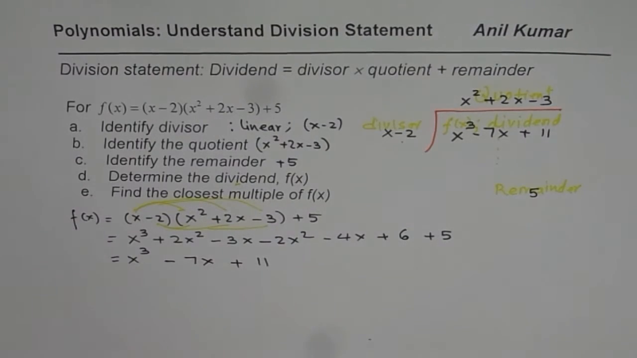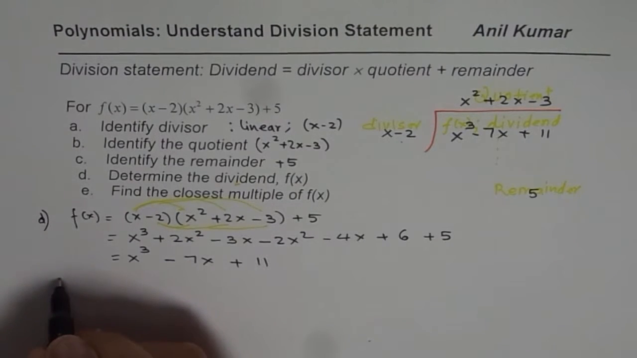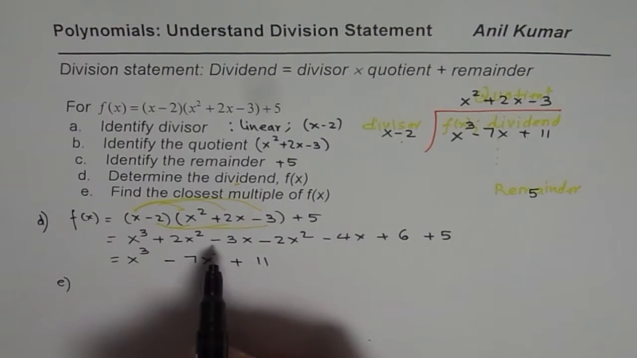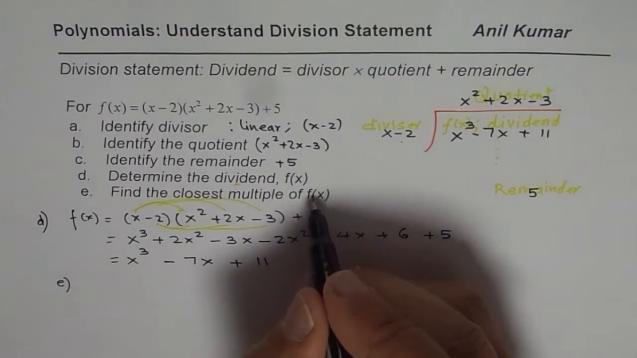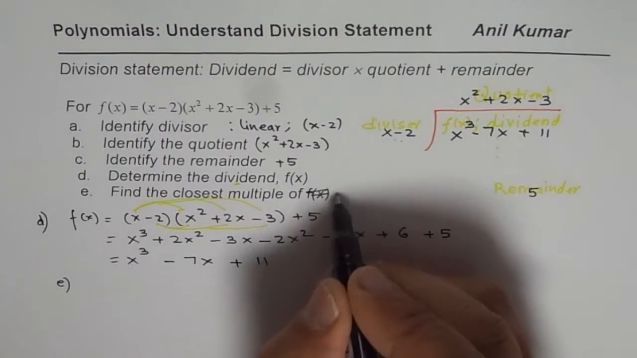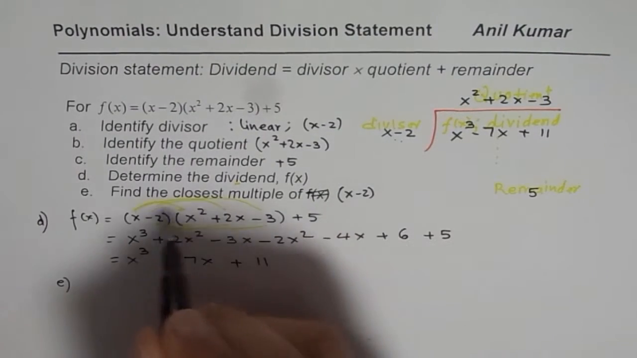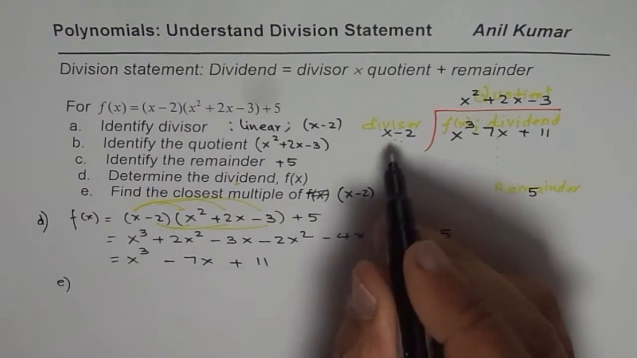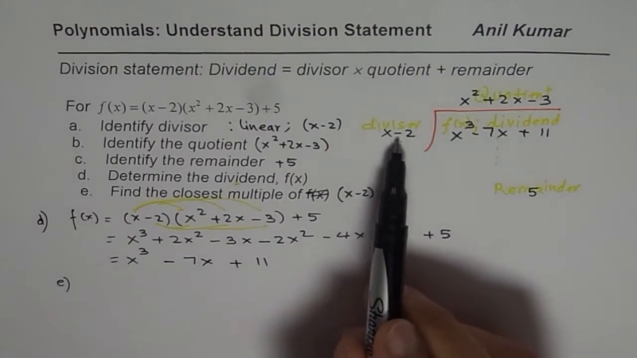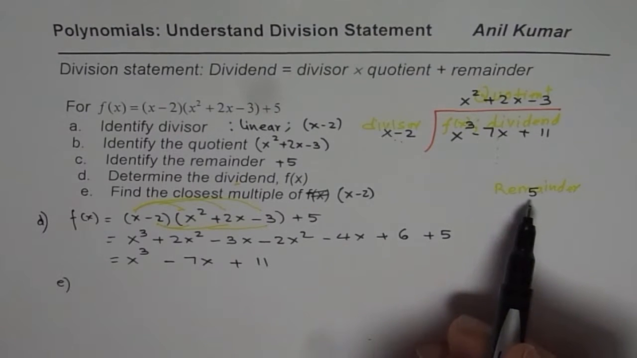Do you get it? So we have done part D. Part E is very interesting. It says find the closest multiple of f of x. Closest multiple of x minus 2, I should say, I'm sorry. It should be closest to f of x, but a multiple of x minus 2. You can clearly see from here that x minus 2 is not a factor of f of x, since we got a remainder, which is 5, correct?